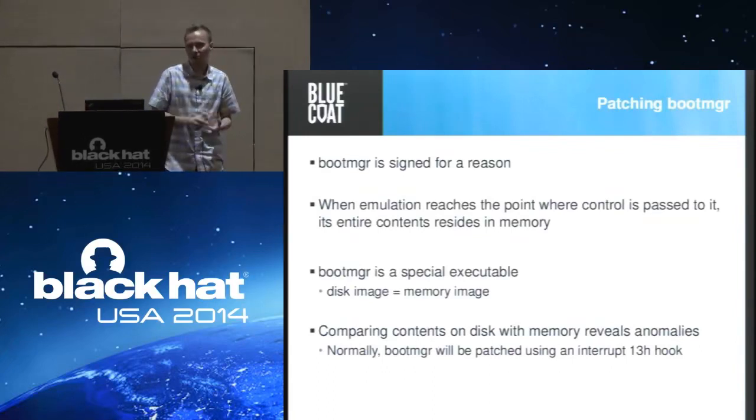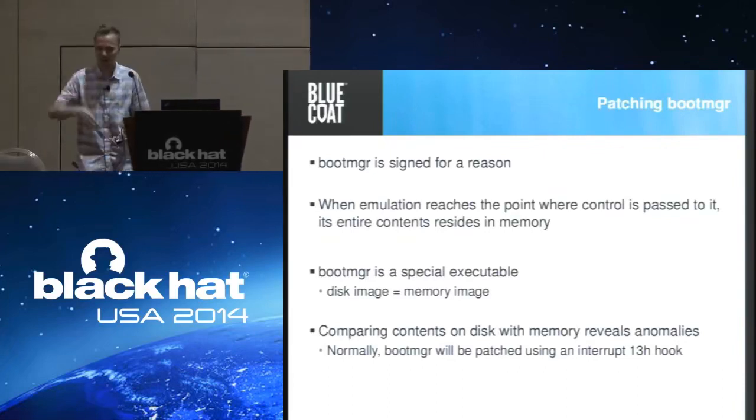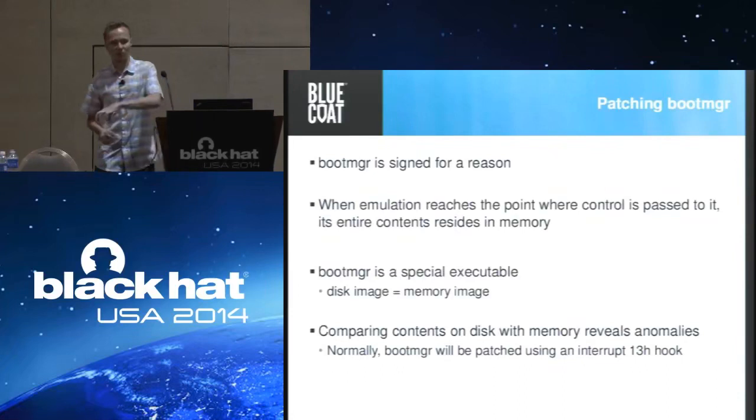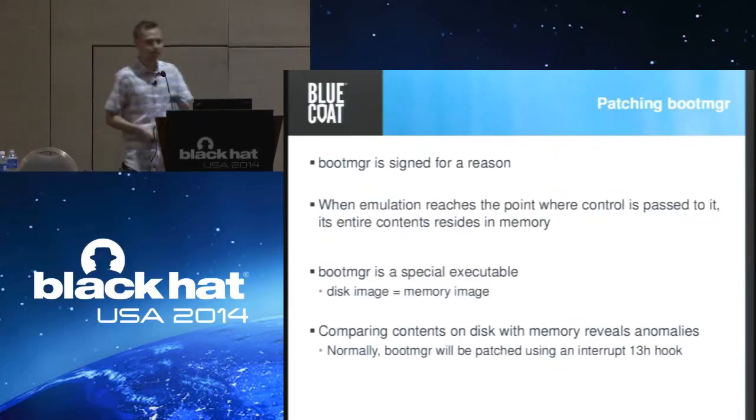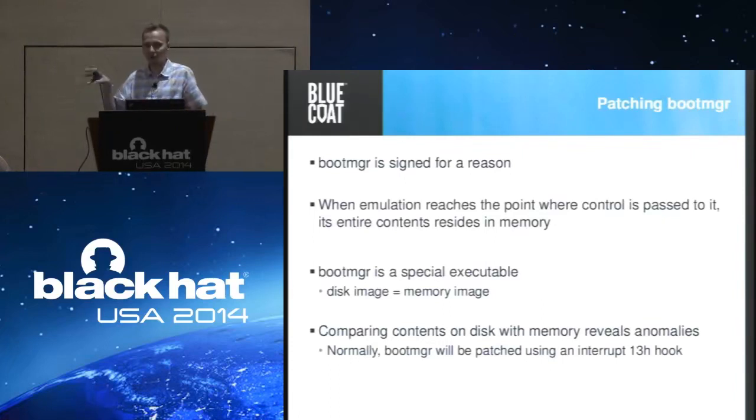Boot manager is a very special executable. It's not a PE file, so it's not loaded as a PE file. Instead, it's just loaded byte for byte, so you would expect that the disk image would be identical to the memory image. The way you detect this is to read the boot manager file on disk, and then just do a mem compare with whatever is in the emulator memory, right? So the detection is a mem compare. It's quite simple. Normally, if you detect that the boot manager has been modified, you will also see that interrupt 13 has been hooked very often. So now you have two indicators of something being bad.